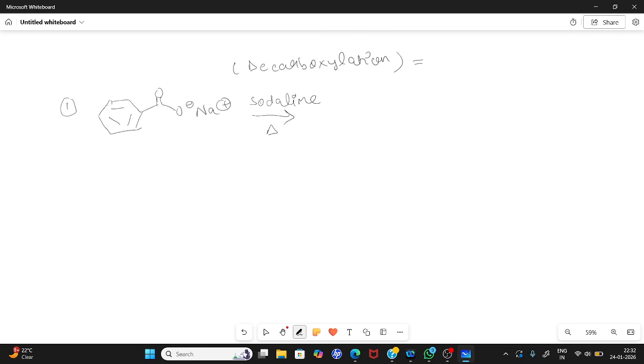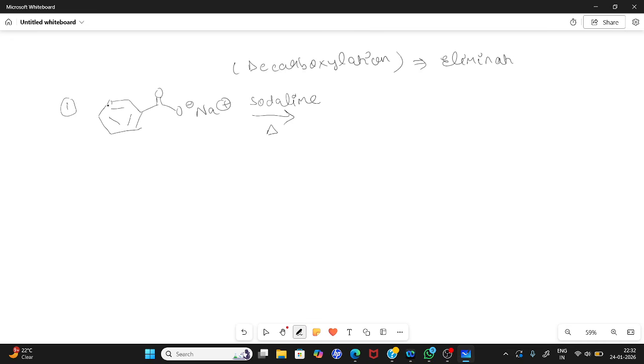So जो पहला option given है, the first option, you have the sodium salt of benzene carboxylic acid. Then they have soda lime in presence of heat. So basically this is a case of decarboxylation reaction. So in decarboxylation reaction, what happens is there is elimination of carbon dioxide.